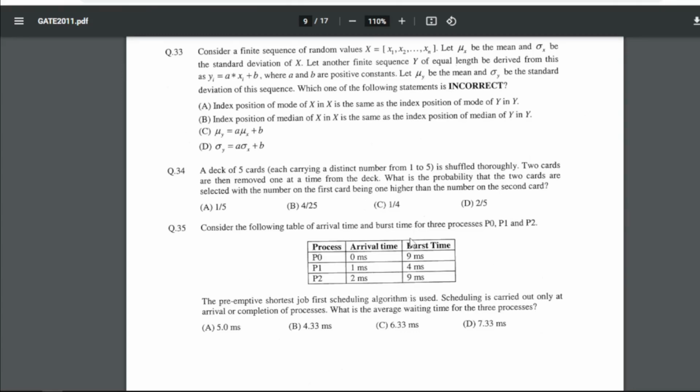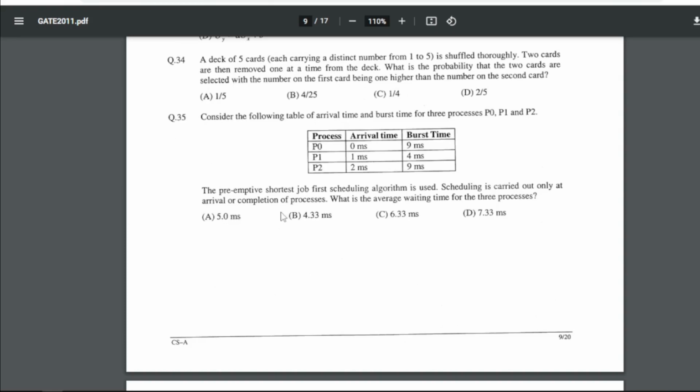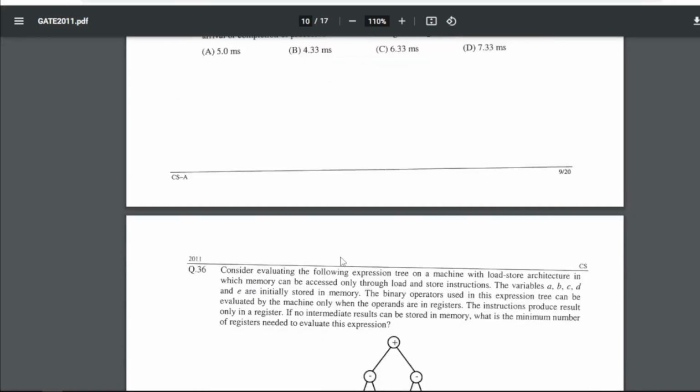So if you talk about the probability for 34, our answer is A, that is 1 by 5. 35: Consider the following table of arrival time and burst time for three processes, that is P0, P1 and P2. The preemptive shortest job first scheduling algorithm is used, right? So scheduling is carried out only at arrival or completion of a process. What is the average waiting time for the three processes? So in that case, for 35, our answer will be A, that is 5.0 ms.